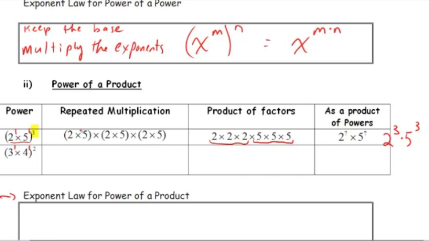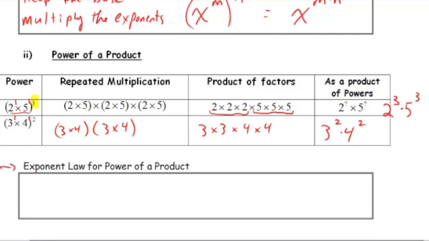Okay, so if we were to write out this next one as repeated multiplication, it would be 3 times 4 squared, or times itself. We can rearrange to group our 3's and group our 4's. We'd end up with 3 to the power of 2 times 4 to the power of 2. And then if we were to write this out with words, we'd say we are going to apply the exponents to each base in the product.